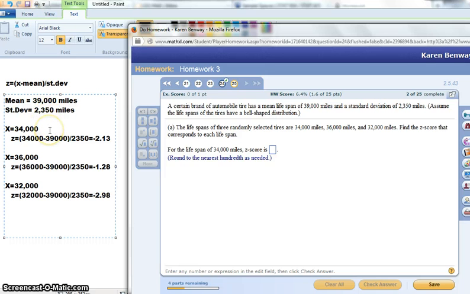The first data value we're interested in calculating a z-score for is 34,000 miles. So that's our x. And to calculate our z-score, we take our x, 34,000 miles, subtract our mean of 39,000 miles, divide by the standard deviation, 2,350 miles, and we get a z-score of minus 2.13. So I'll put that in here, minus 2.13.